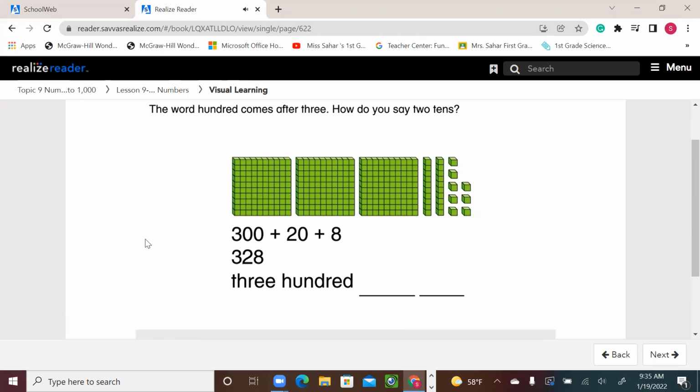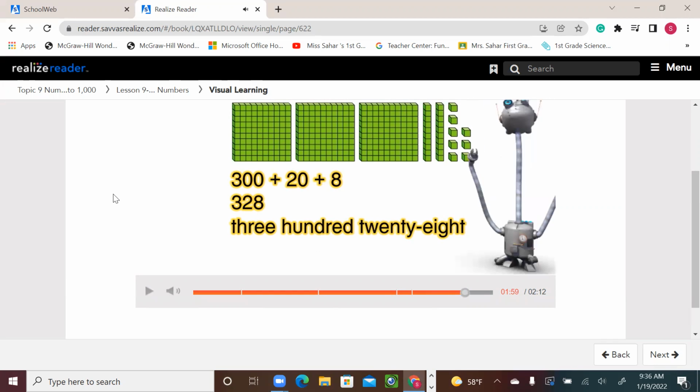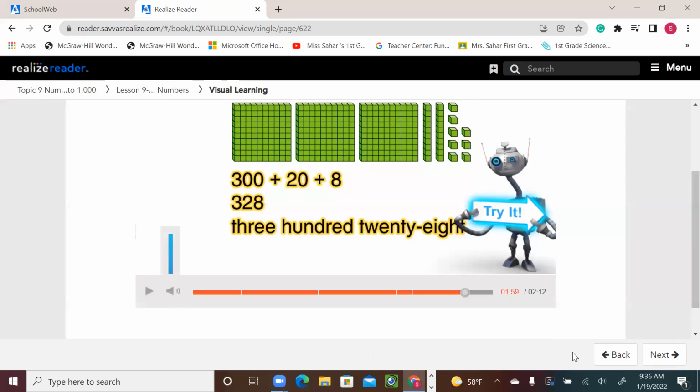How do you say 2 tens? 20. 2 tens is 20. How do you say the last number in 328? You say 8 for the last number. So, in word form, 328 is three hundred twenty-eight. All 3 ways show the same number. So we have 3 ways to write the number.